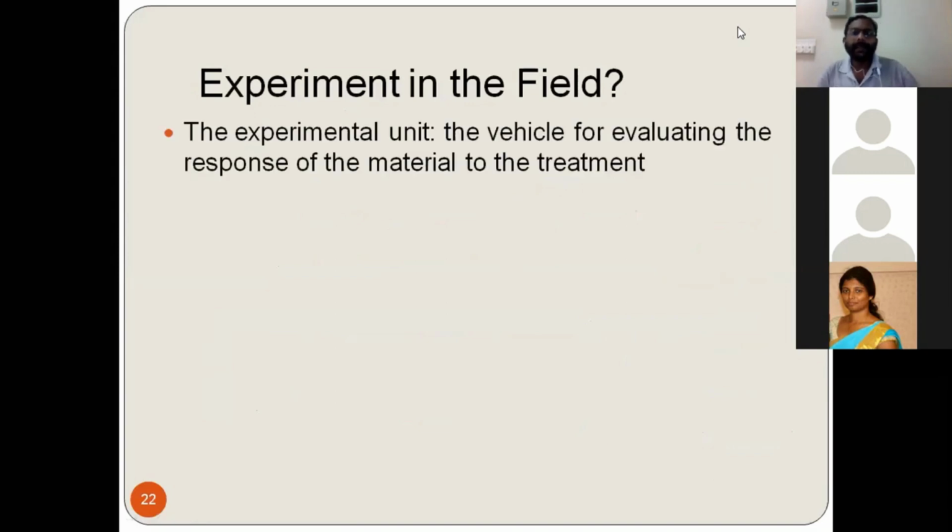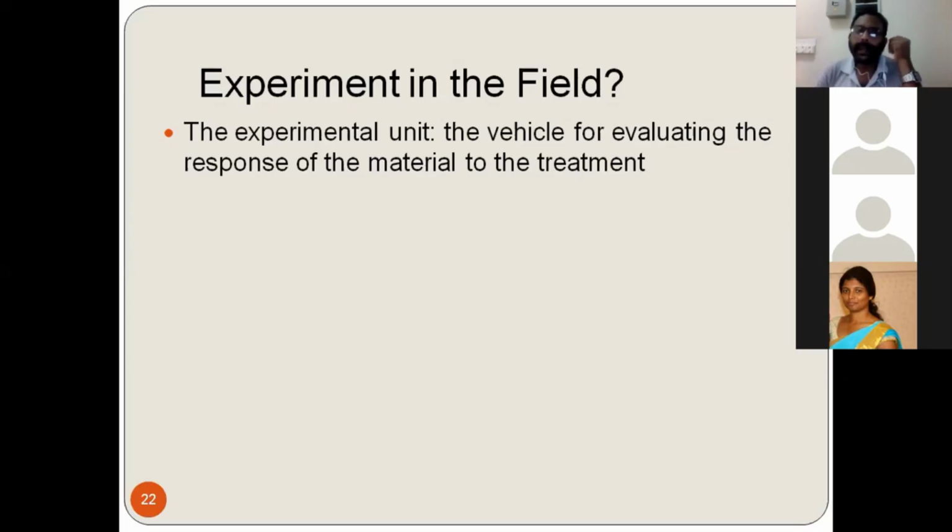Experiment in the field. Now, how can we do the experiment in the field? Doing experiments in the field is very difficult because, as I pointed out earlier, a lot of variability is there. A lot of things have to be considered, right? So when you do experiments in the field, the experimental unit is the vehicle for evaluating the response of the material to the treatment.